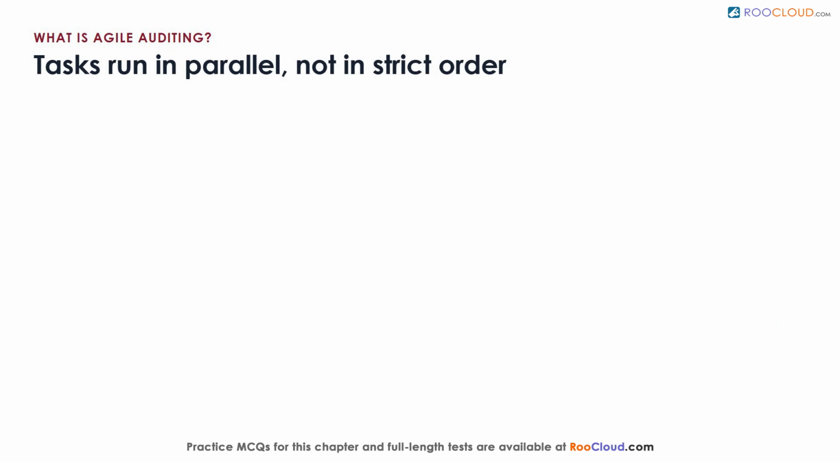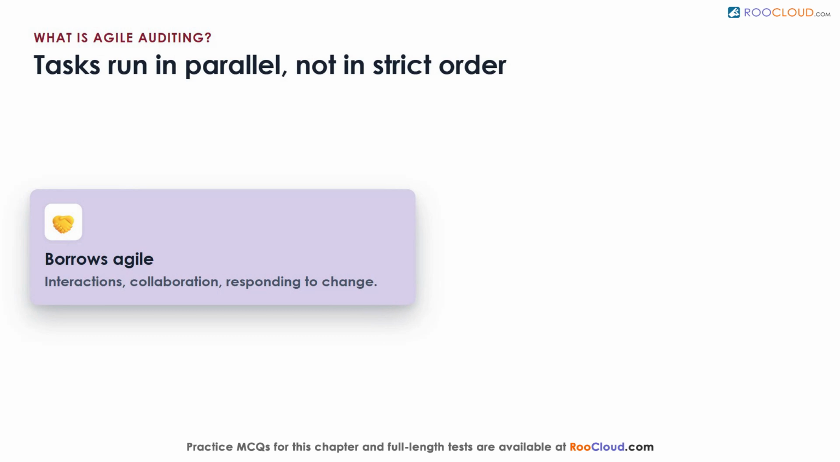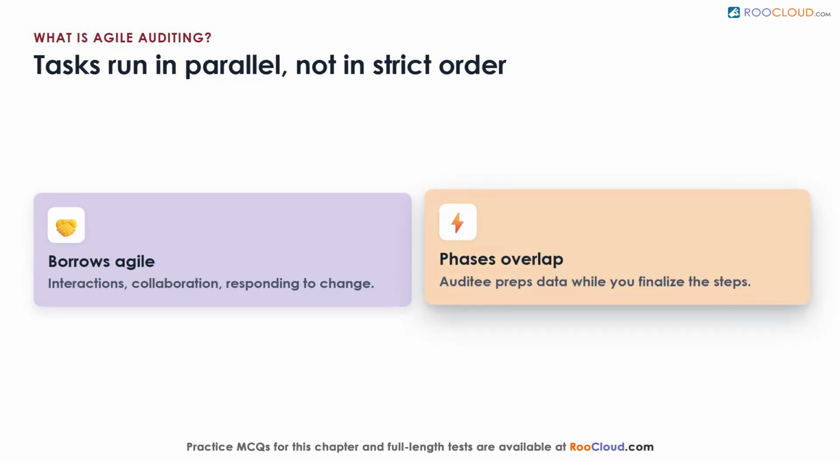What is Agile Auditing? It borrows ideas from Agile software development. It values interactions, collaboration, and responding to change. Traditional audits use rigid, sequential phases. Agile blurs the line between planning and fieldwork.